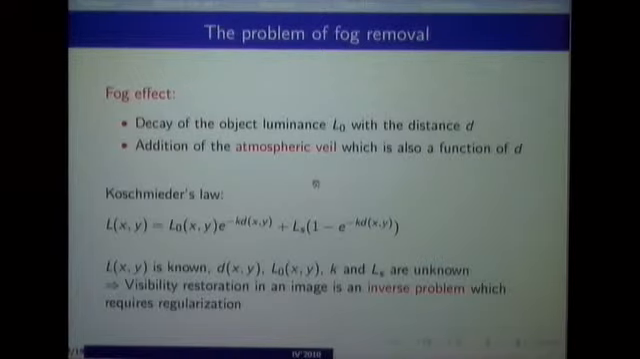So what we want to do is, given an image, remove as much as possible the fog. We know the image, we know L, but we don't know the distance at every pixel. We don't know L0, which is in fact what we want to obtain. If we are able to estimate it, it will be the restored image. And we don't know K, and we don't know LS. So as you can see, it's an inverse problem with an infinite number of solutions. We have to do something to solve this problem. We have to do regularization.